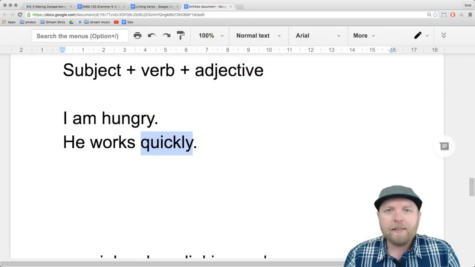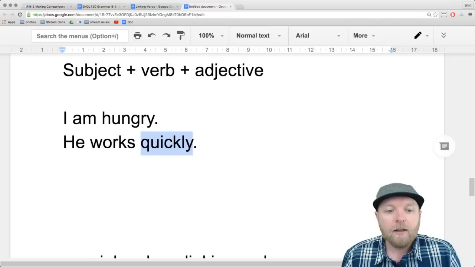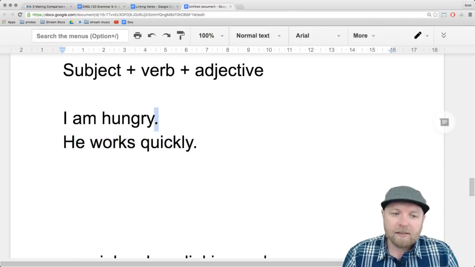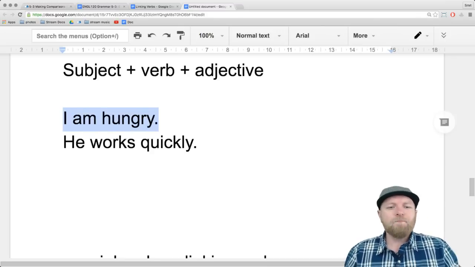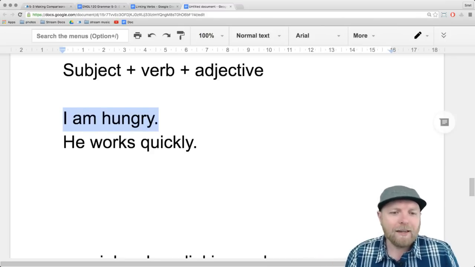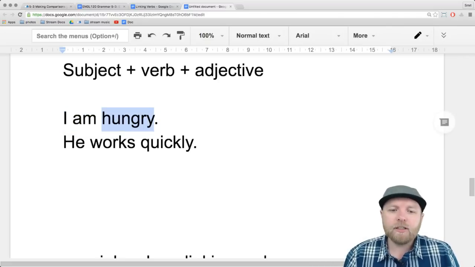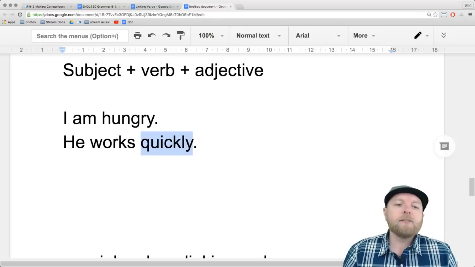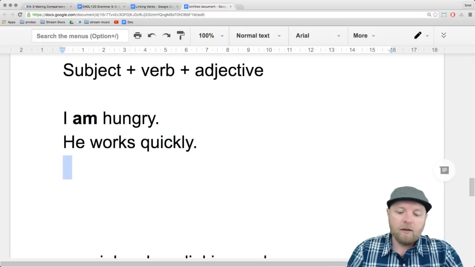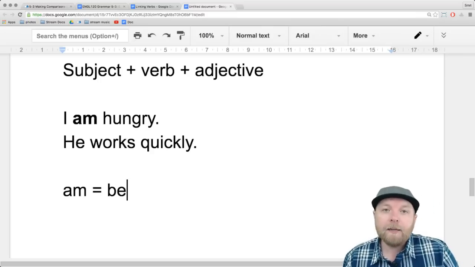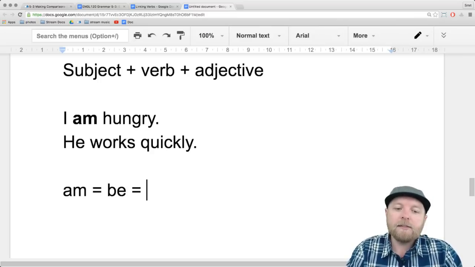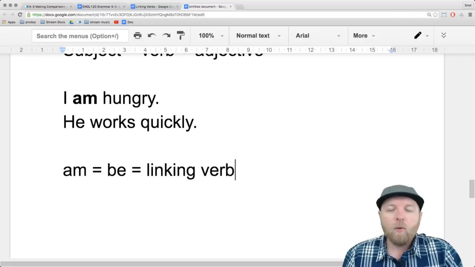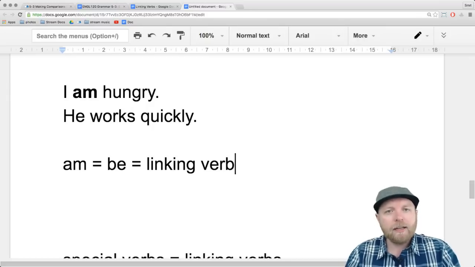But this one is not an adjective. This one is an adverb. This is good English and this is good English. So why? What's happening here? Why is this one an adjective and this one an adverb? Well, the answer is because am means be, and be is a linking verb. Okay, a linking verb. What's a linking verb? What's link? You guys know link, right?